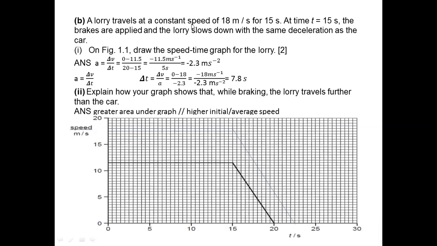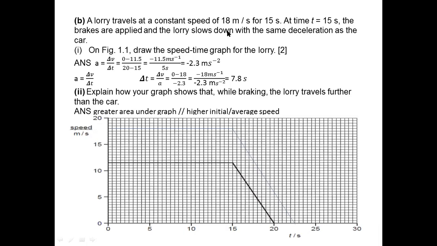Okay, now we have to start the graph from where? 18 meter per second. You can see this blue line, it has been started from 18 meter per second, right? And then it has the same deceleration. So for the same deceleration, we first need to calculate the acceleration for the situation drawn on the graph. And acceleration is change in velocity over change in time. So we have final velocity 0, initial velocity 11.5. Time interval is from 20 to 15. So deceleration becomes minus 2.3 meter per second squared.